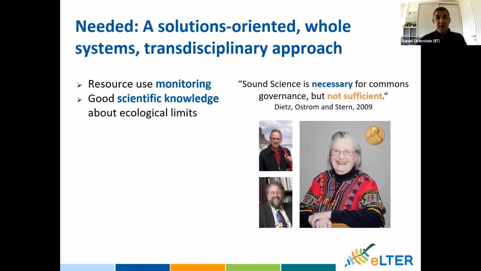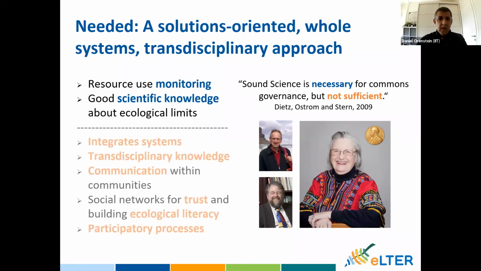However, as Eleanor Ostrom and her colleagues have written, sound science is necessary, but not sufficient for sustainable management of common resources of global ecosystems. We clearly need something more than good science. And those more things are research approaches that integrate social systems and ecological systems, with knowledge taken not only from the scientific community, but from stakeholder groups, from people who live on the land, from people who are professionals in other fields other than academic research.